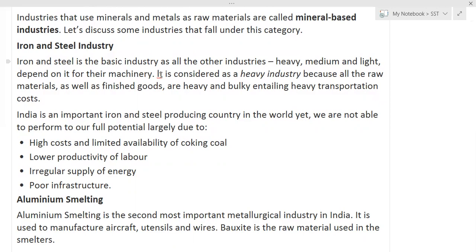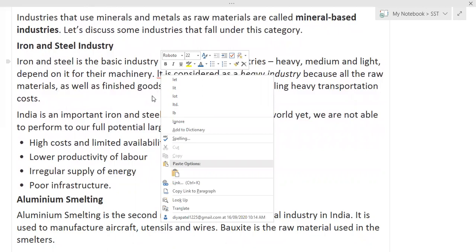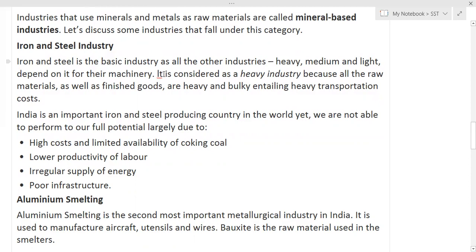Iron and steel is a basic industry as all the other industries. So it's a very basic industry. Why is it basic? If you see in your room or the place you are sitting, you can find more than 4 or 5 things which are made of iron. We can find iron things all around us, like utensils. Your kitchen must be filled with steel and iron utensils.